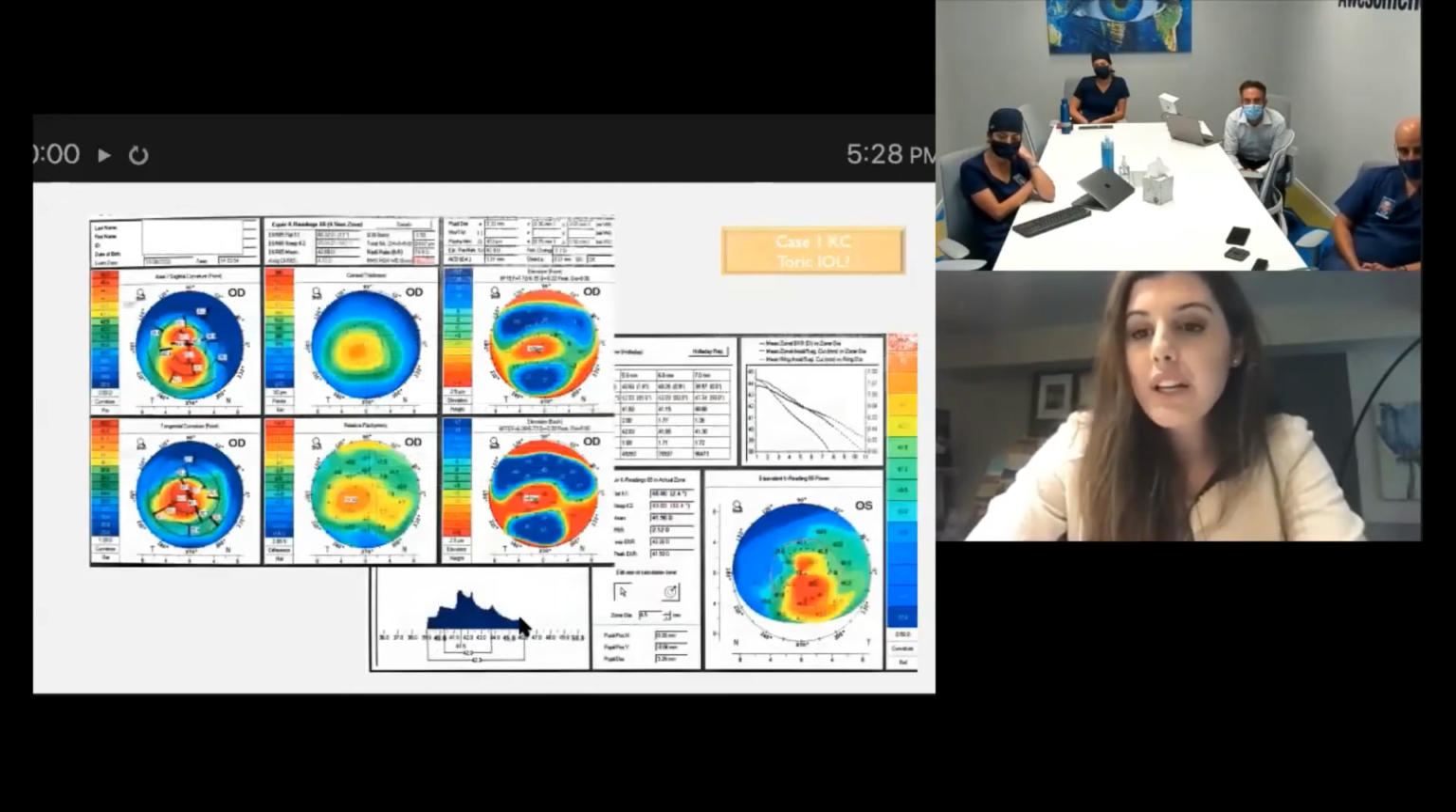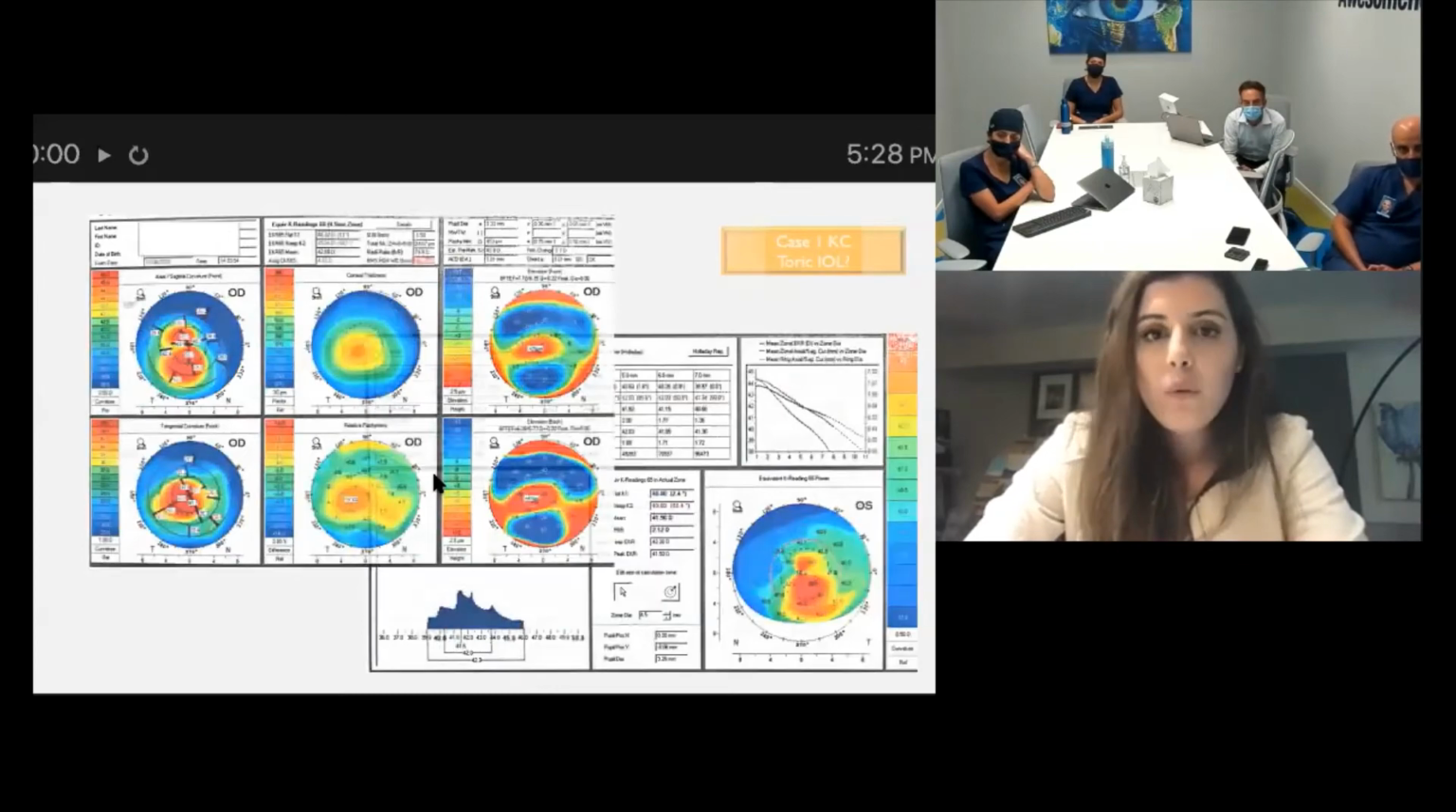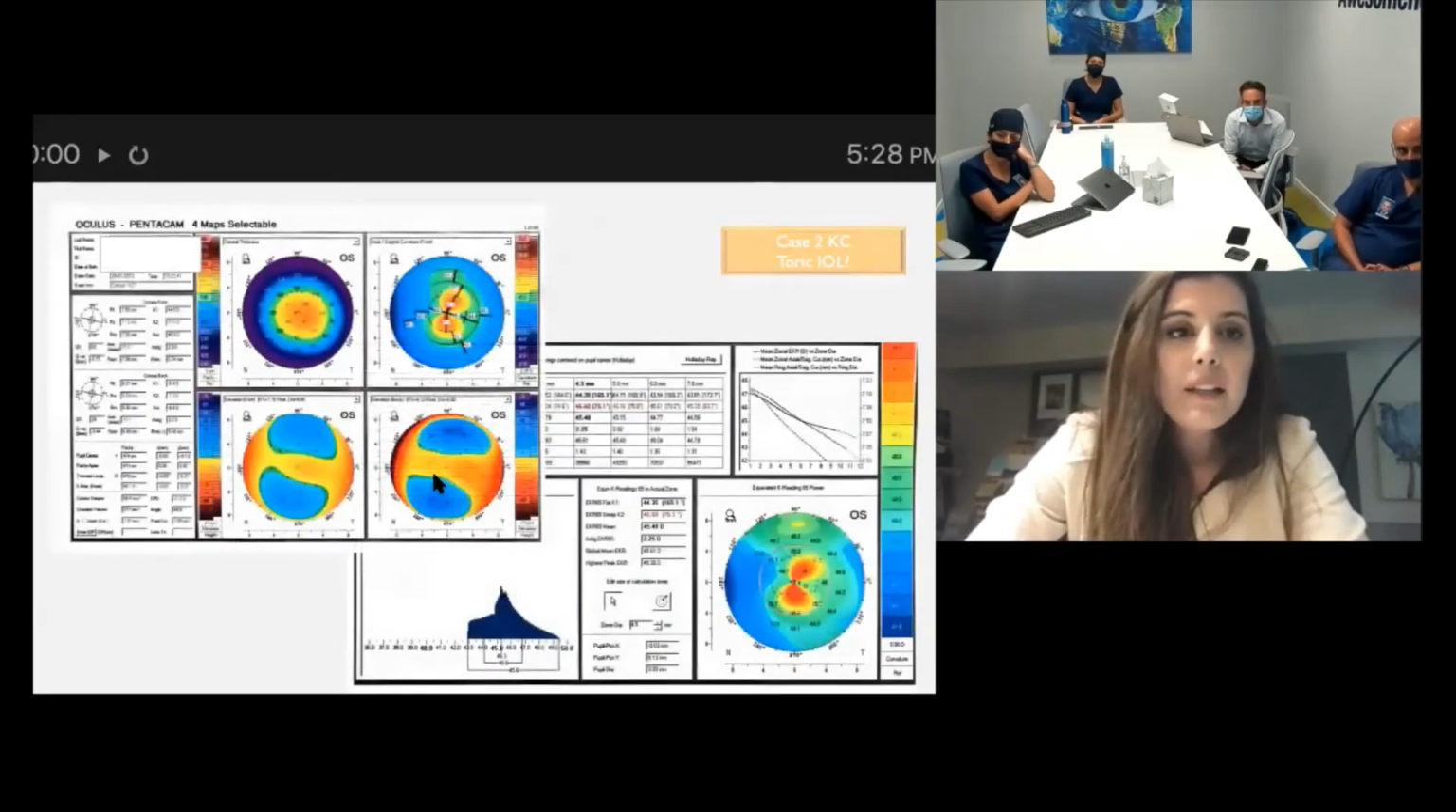This patient's cornea is highly irregular and highly multifocal, and that patient is looking through so many different areas of steepness in the cornea that it's probably not a good option to do a toric IOL. What about this guy? This is a patient who obviously has keratoconus.